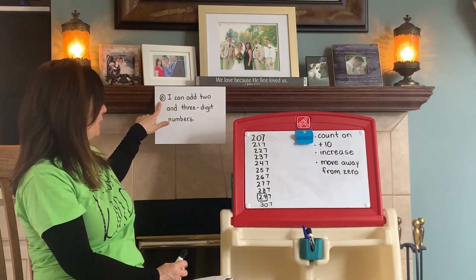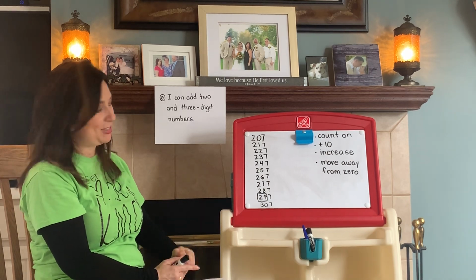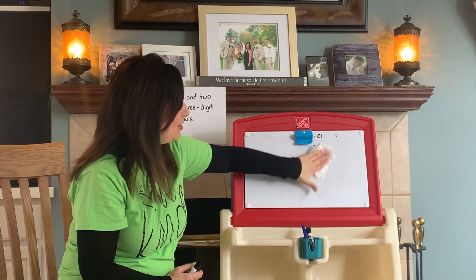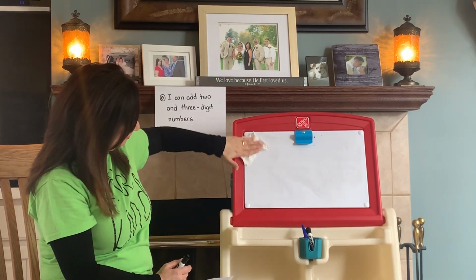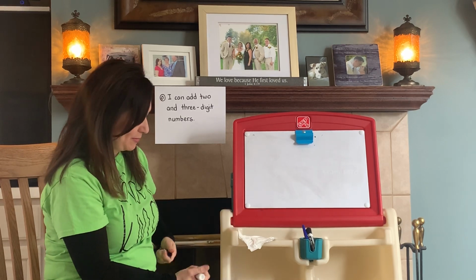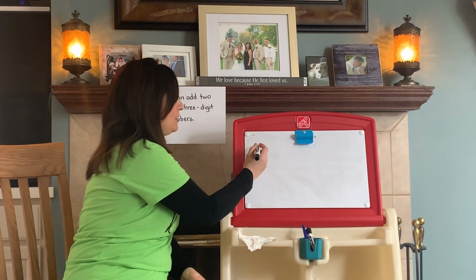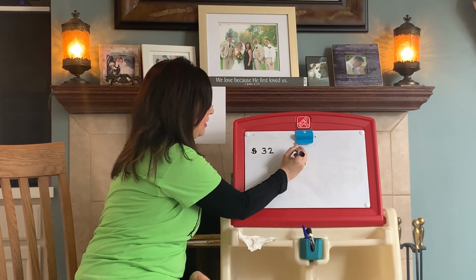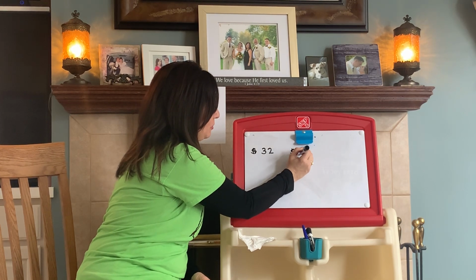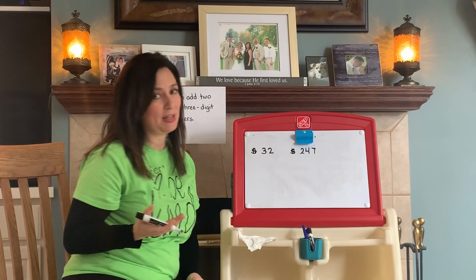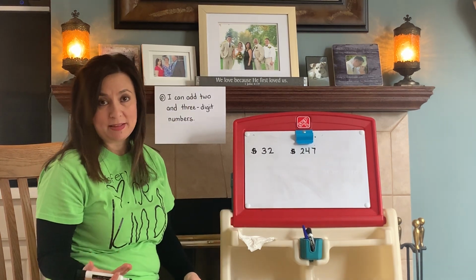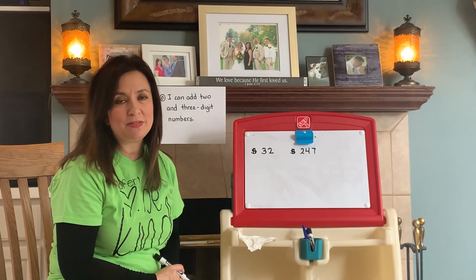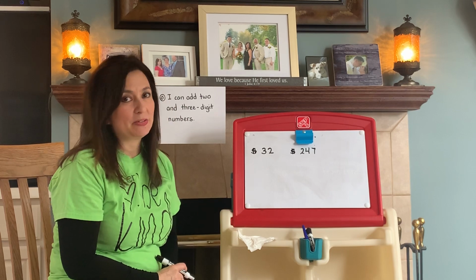Today's lesson, the learning target, is I can add 2 and 3-digit numbers, which I'm excited to do. We'll be mostly doing it on a number line. All right, if I went to the store today and I saw an item that I wanted to buy that cost $32 and an item that I wanted to buy that cost $247, I would need to add those numbers and find the sum so that I knew how much money I needed. What are some ways that we can do this? We've been practicing, and I know you're so good at it.